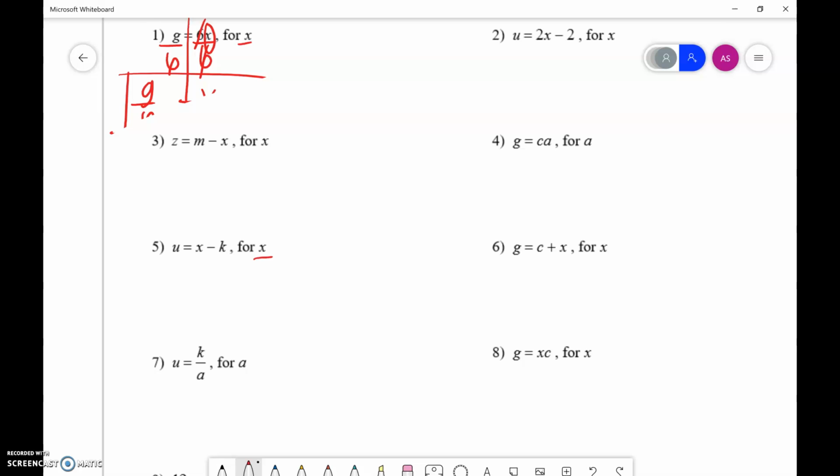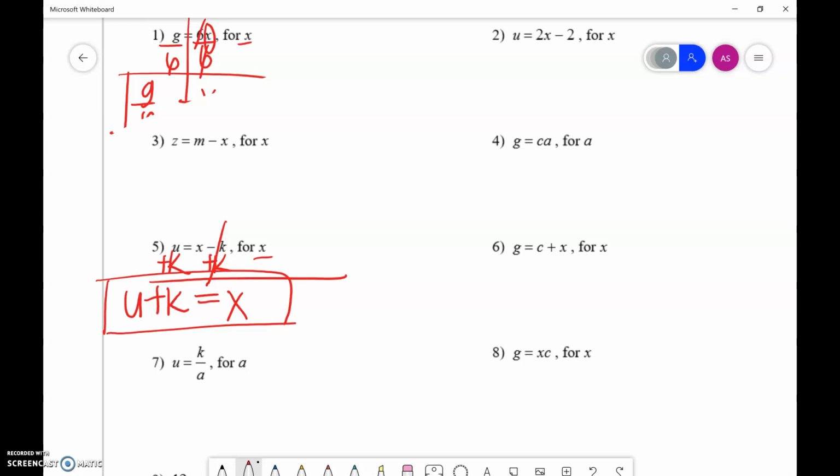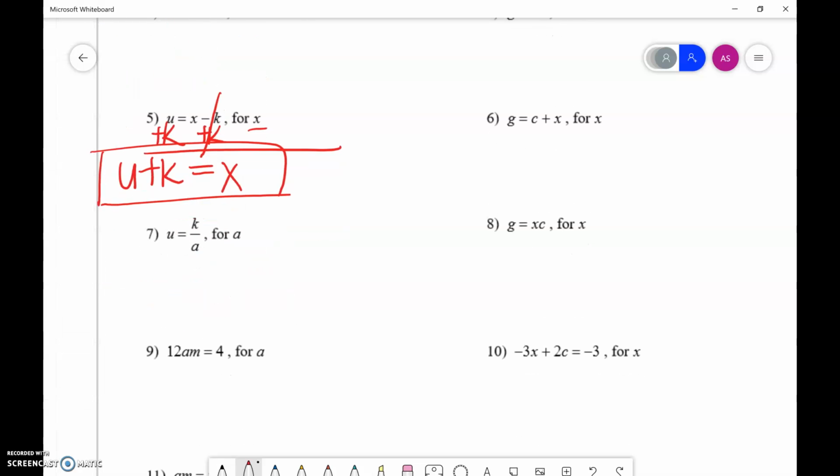I'm still solving for x here. So x is here on the right side. So I'm going to add k. That's going to cancel out. So I'm going to have u plus k, because I cannot put these together since they are not like terms. Okay, so I'm going to bring down my x and I have x by itself. So we are done.